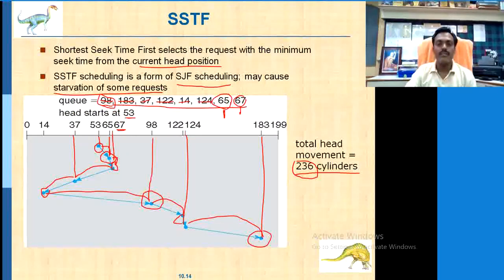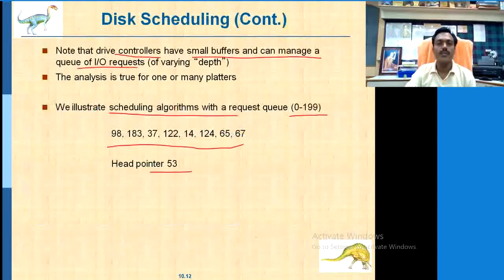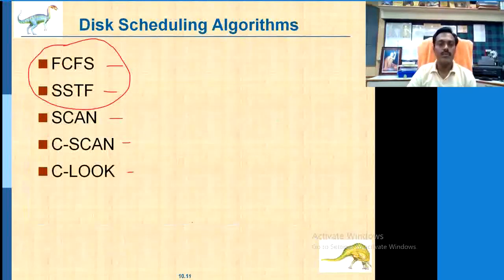In the next video, I will be talking about the remaining scheduling algorithms. These are the remaining algorithms we will be talking about: SCAN, C-SCAN and C-LOOK.